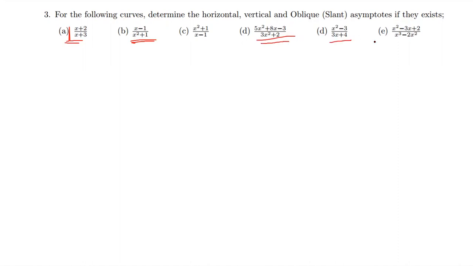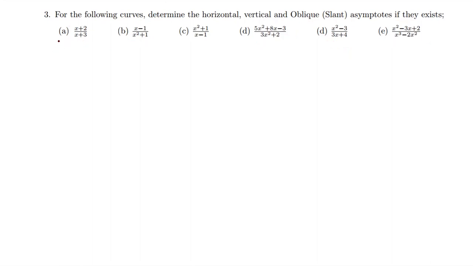This one has a slant asymptote. This one has no slant asymptote. So the only one which has a slant asymptote is this one. Why? Because the highest power of the numerator is big compared to the highest power of the denominator. So this one has a slant asymptote, and the remaining ones do not have slant asymptotes.